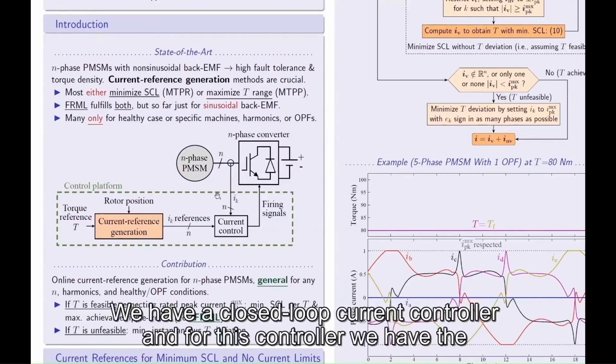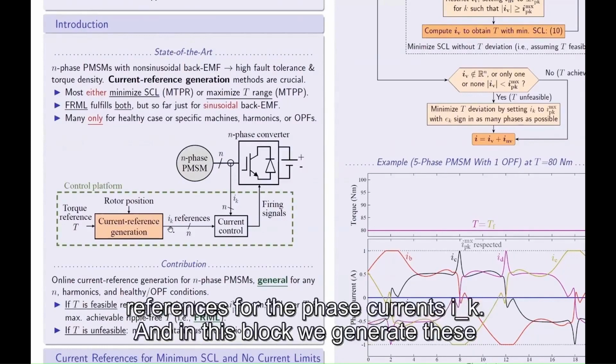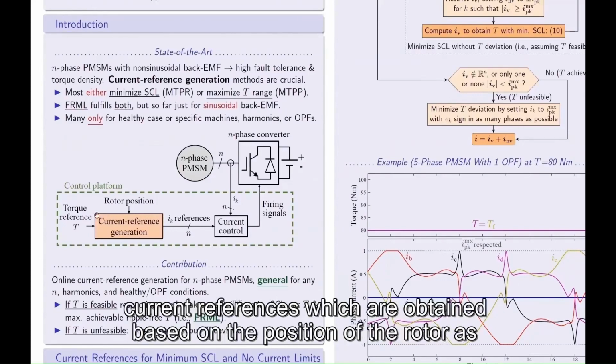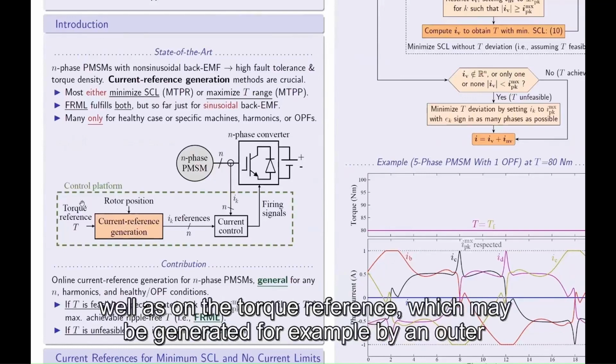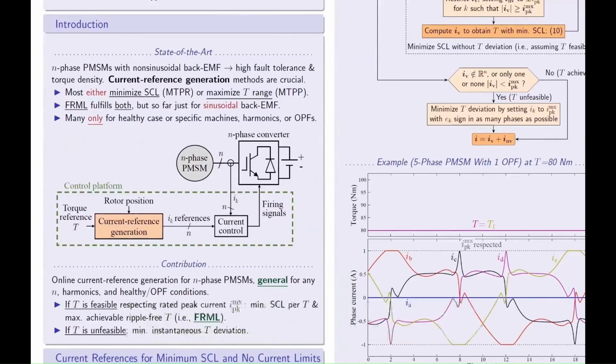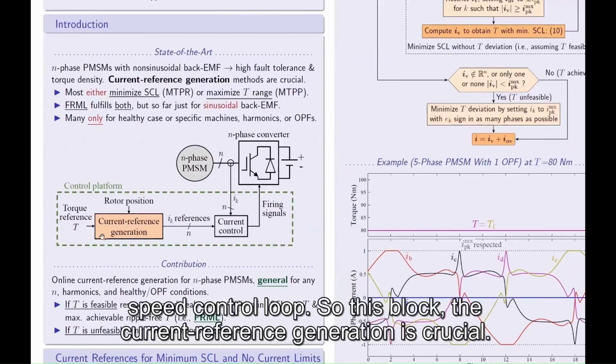We have a closed loop current controller. And for this controller, we have the references for the phase currents I_k. And in this block, we generate these current references, which are obtained based on the position of the rotor, as well as on the torque reference, which may be generated, for example, by an outer speed control loop. So this block, the current reference generation, is crucial.